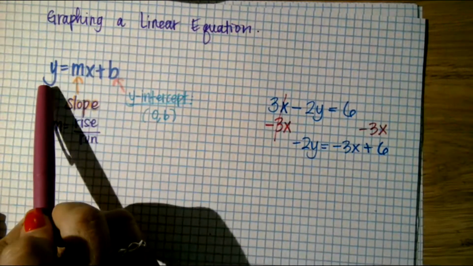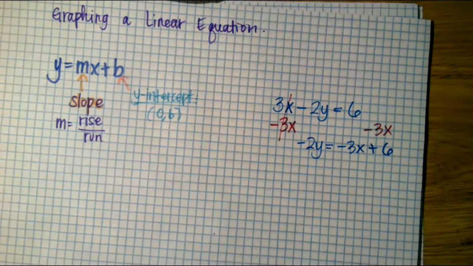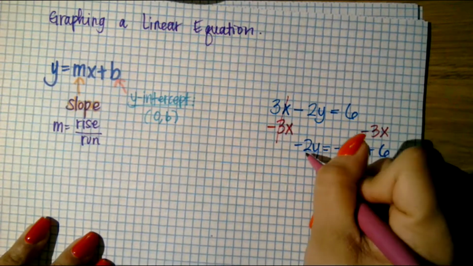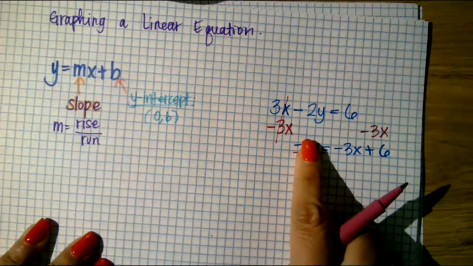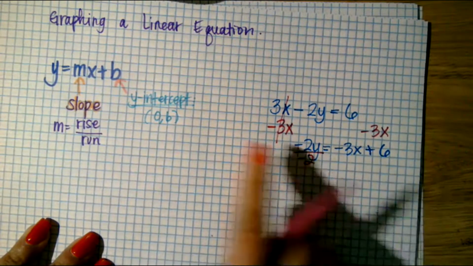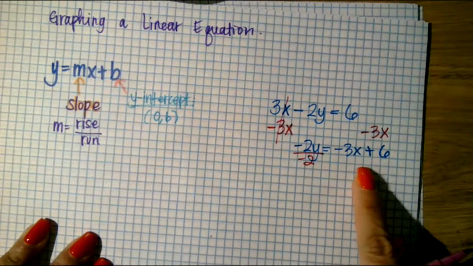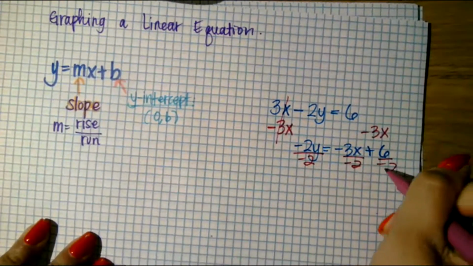But I need it to be just one solid y. I don't have that right now. So what I'm going to do is reduce that coefficient in front of the y through division. So whatever I do to here, I'm going to divide that by negative 2 because negative 2 divided by negative 2 gives me 1. And that's what I need, 1y. Whatever I do here, I must do to every other term on the other side in order to maintain that equality.